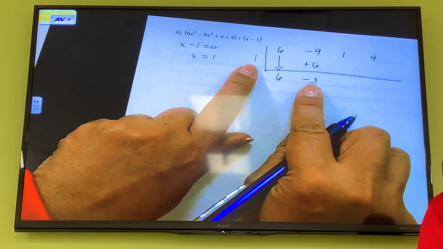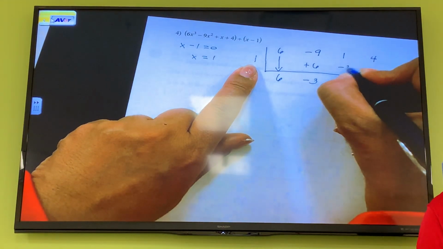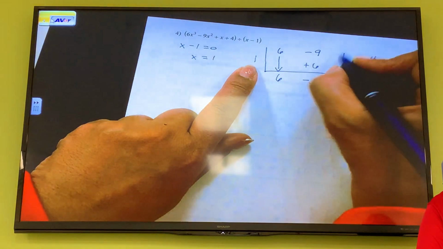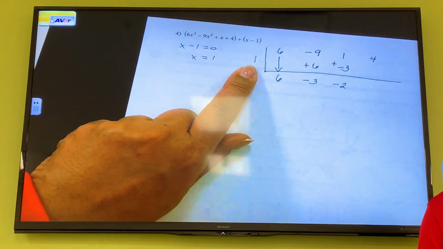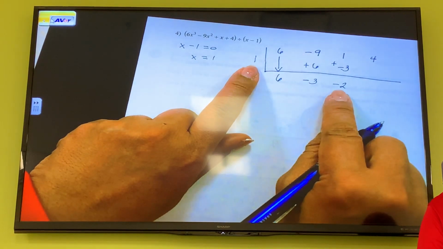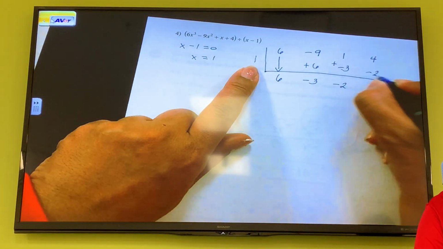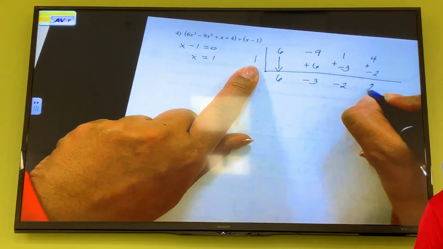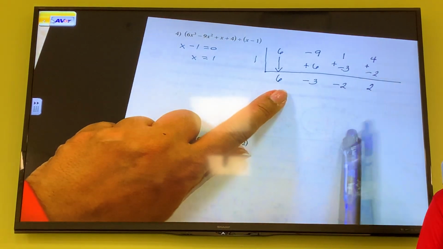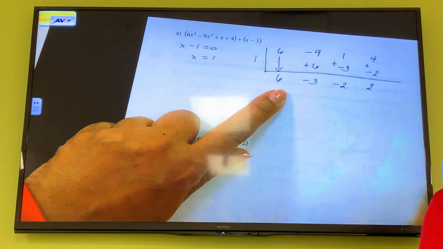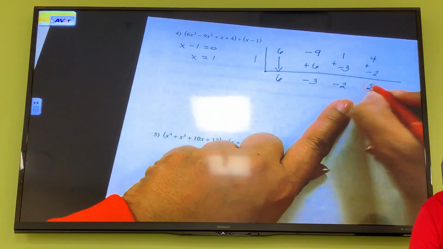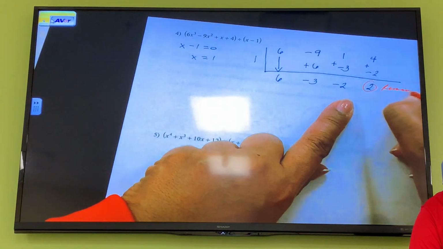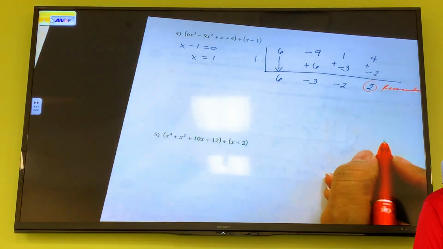Negative 3 times 1 is negative 3. Add them up again, so that would be negative 2. Then negative 2 times positive 1, negative 2. Add them up, that will give you positive 2. So the remainder then will be the last number. This is your remainder. And all we need to do now is to just write out our variables.